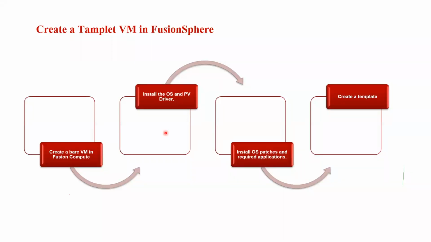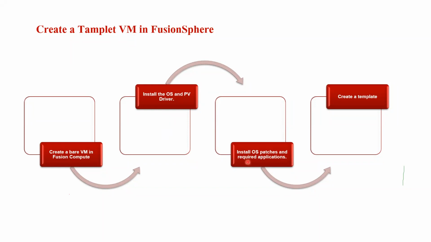After that, we will convert that VM into a template. Before converting the VM to a template, we have to do some customization on that particular VM, which we will convert as a template and use for the user VM provisioning. Sorry, guys, first we will create the VM in the FusionCube. We'll install the OS. The OS will be Windows 10 or 8, as per the requirement.